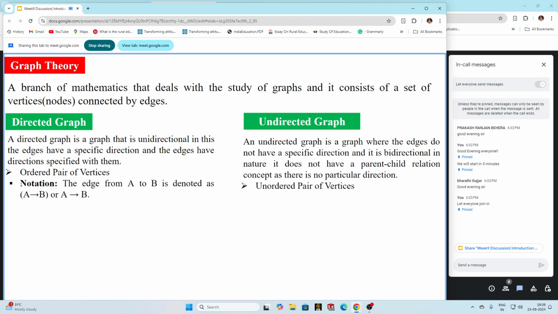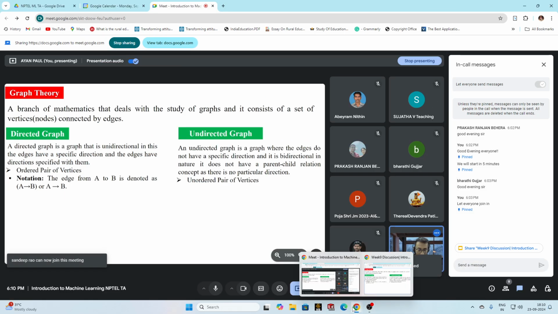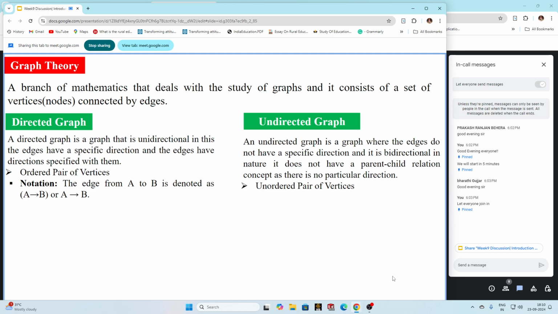Graph theory is a branch of mathematics that deals with the study of graphs, and a graph consists of a set of vertices, or nodes, connected by edges. I'm repeating: graph theory is a branch of mathematics that deals with the study of graphs, consisting of a set of vertices, nodes connected by edges, which you have all seen in the Bayesian network.